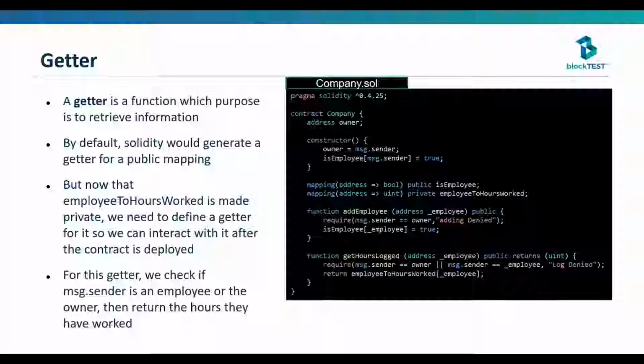As the access specifier is private, we will have a new function called get hours logged, and this would take in an address parameter called employee again. This is a public function which returns the uint. It is the same data type as the value of the mapping of employee to hours worked.